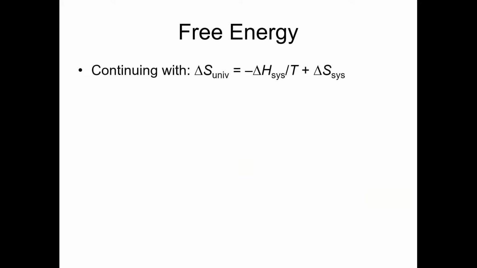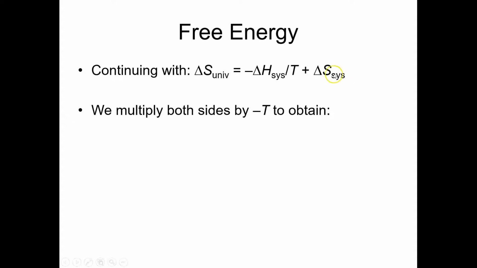Okay, we're going to continue with that equation that I just had on the previous slide. The entropy change of the universe is equal to the negative enthalpy change of the system divided by T plus the entropy change of the system. Now, the next thing I'm going to do is just an algebraic operation, which is to multiply both sides of this equation by negative T. And when I do that, I get negative T delta S of the universe is equal to delta H of the system minus T delta S of the system.